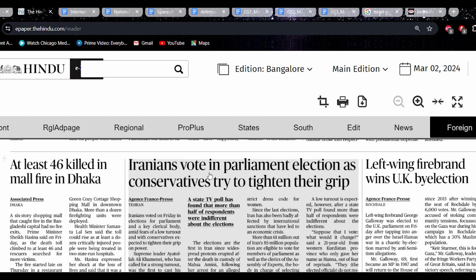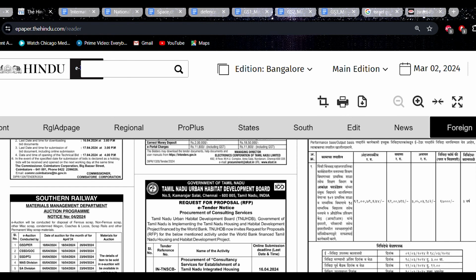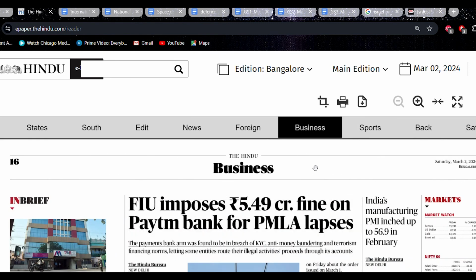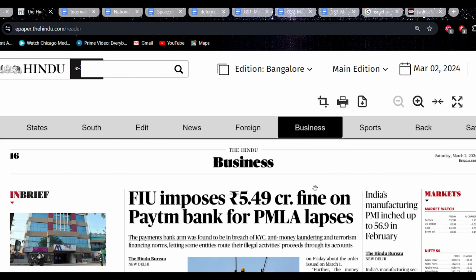See again, Iranians vote in parliament election as conservatives try to tighten their grip. This election will be over by the time your prelims comes. So wait, you can read it in a few days again. So go through this. Then coming to the business section.